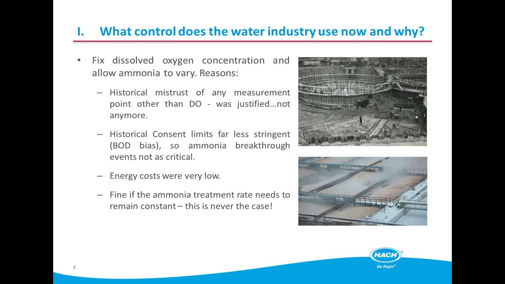So what control system is commonly used now? And why? Put simply, it's the same system that has been used for the past 50 years. That is, to fix the dissolved oxygen within the aeration basin at a constant set point and allow the ammonia leaving the ASP to vary. The oxygen transfer efficiency has been improved through the use of more efficient blowers and diffusers. Dissolved oxygen sensors have become more robust, but the fundamental control has remained the same.